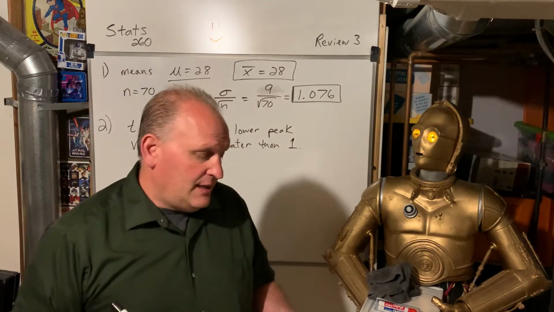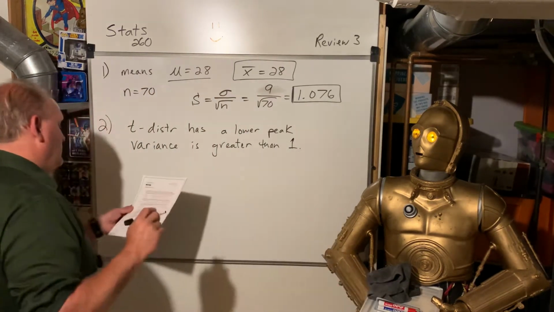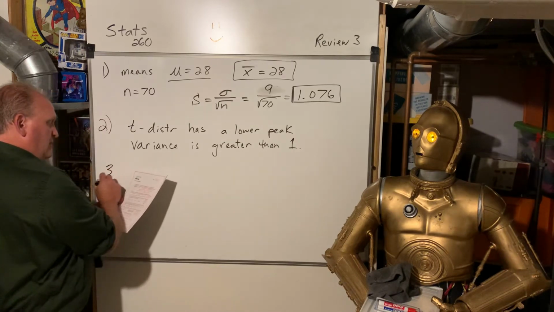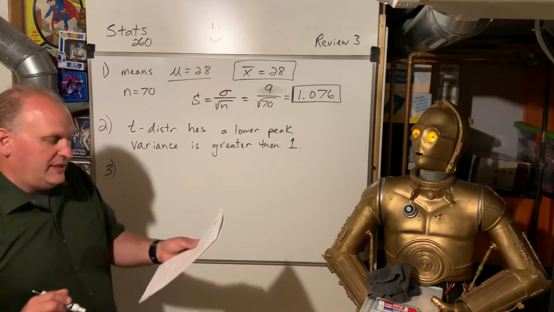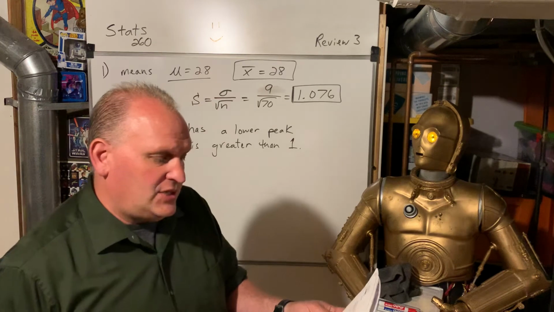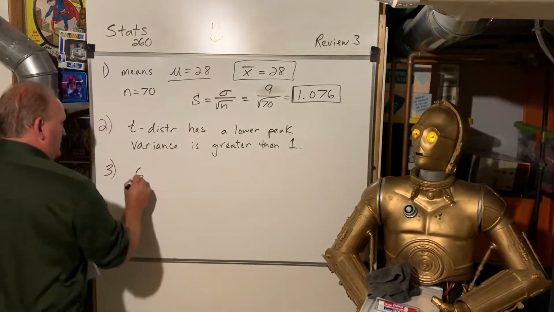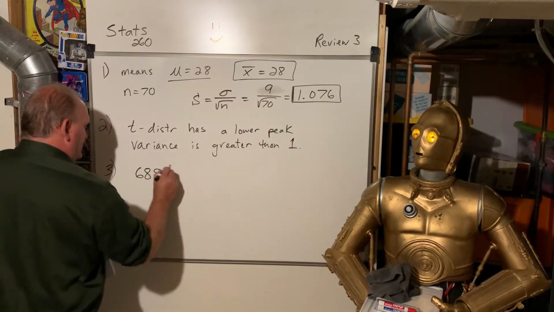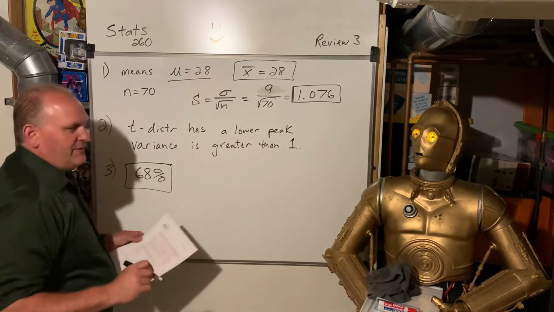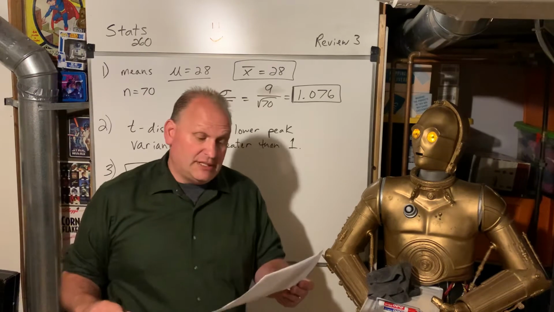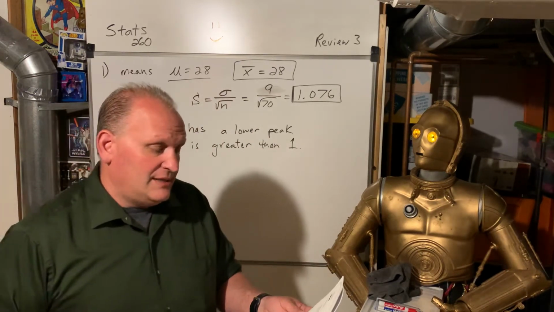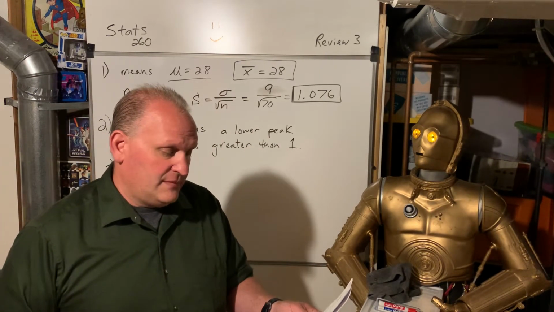All right, number 3, approximately what percentage of normally distributed data will fall within 1 standard deviation above and below the mean? That would be 68%. The rule is 68%. For 2 standard deviations above and below, it's 95%. And for 3 standard deviations above and below, it's 99.7%.